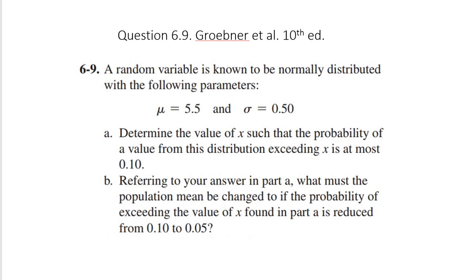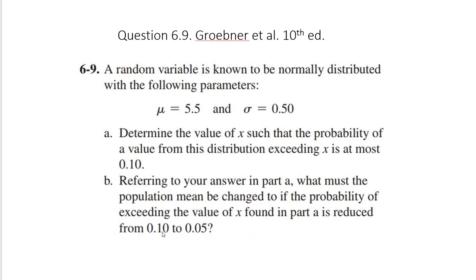Okay, now let's look at part B of question 6.9. It says, referring to your answer in part A, what must the population mean be changed to if the probability of exceeding the value of x found in part A is reduced from 10% to 5%. So it's telling you what should be the new population mean. So we are changing the population mean.